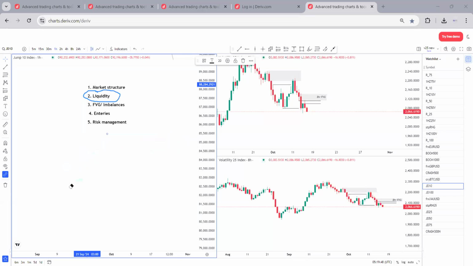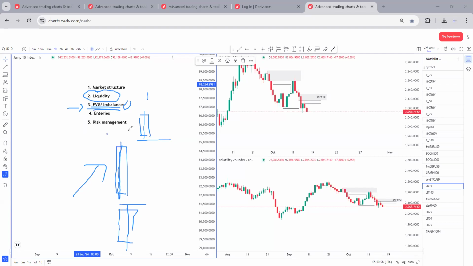All right, so fair value gaps and imbalances. Price is mostly attracted to these zones. When you see price movement, price will leave imbalances behind. An imbalance, or a fair value gap, is a three candlestick pattern where the wick of the first candle and the third candle.